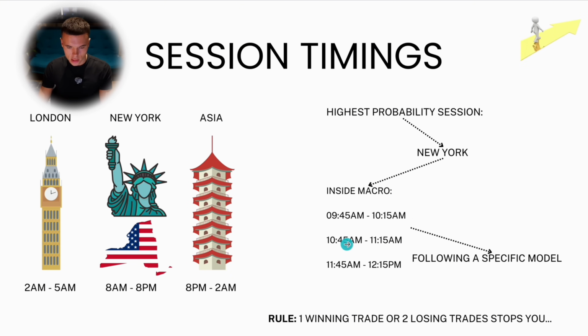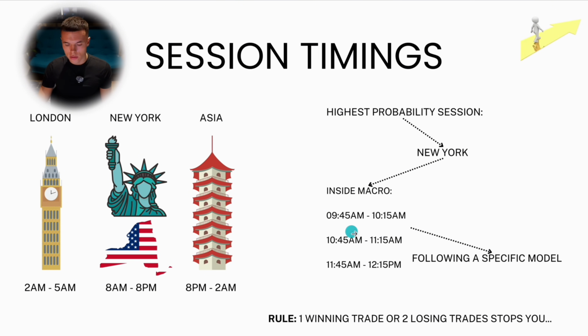So now, inside of the next slide, we're going to go over one of the most crucial things to do with trading this model, which is session timings. We have 3 sessions: London, New York, and Asia. Of these 3 sessions, we only trade one, which is New York, and specifically the New York AM session. Inside of that, we only trade the first 3 AM macros.